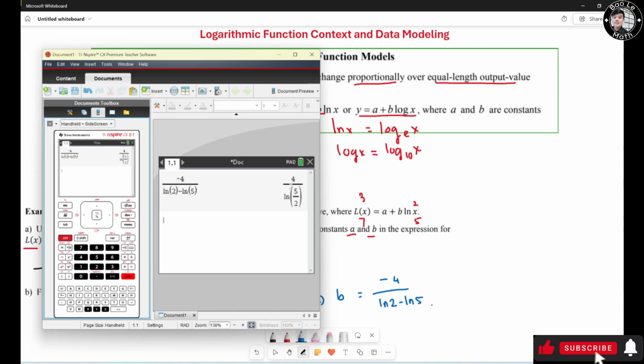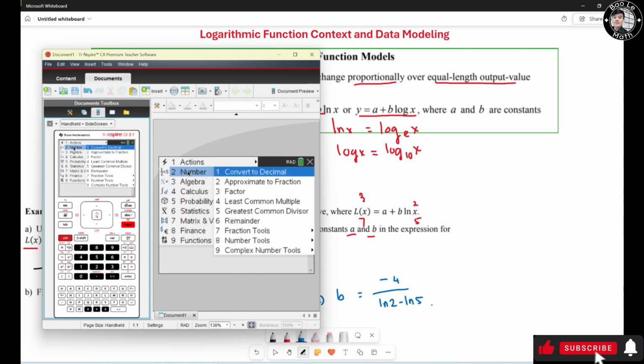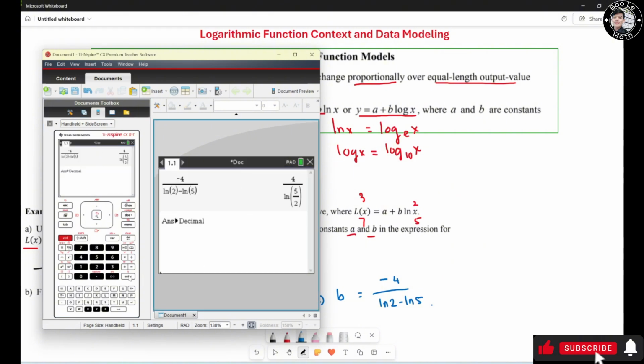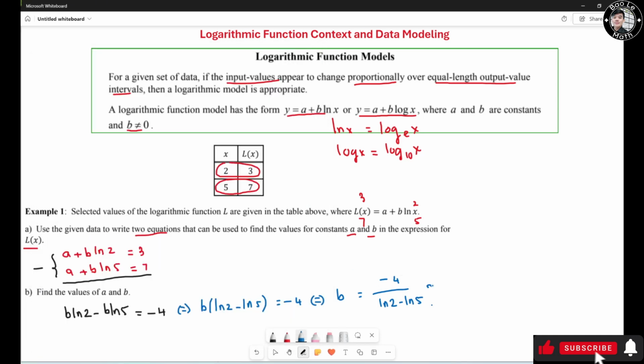You need to convert it to decimal if the question wants you to do it, right? So you hit menu, number, convert to decimal, right? And then you hit enter. The answer is 4.365, right? So it could be approximately 4.365. Now you need to solve for a.